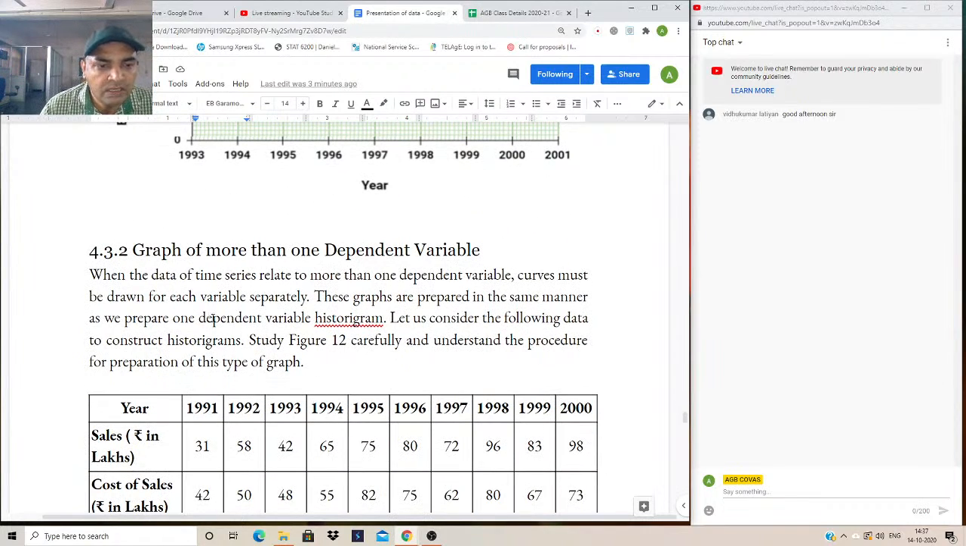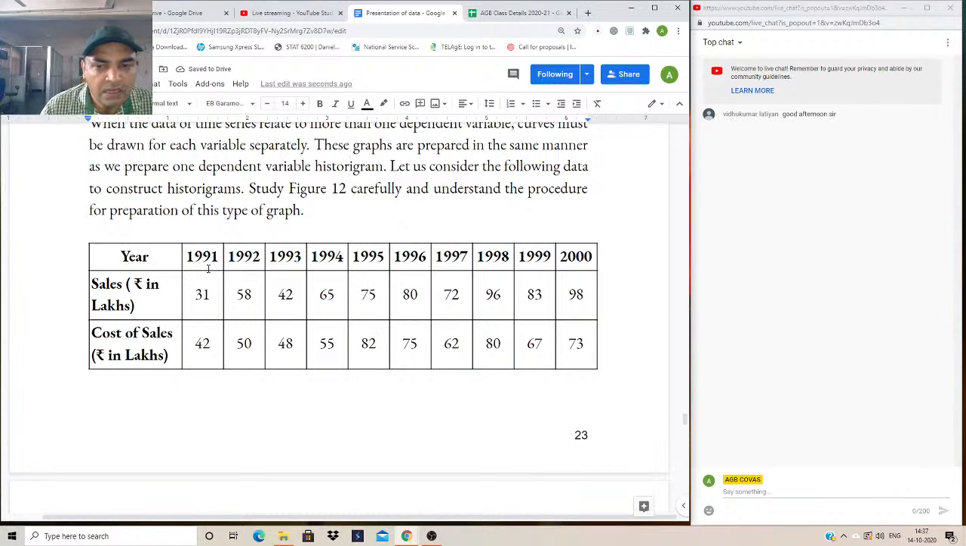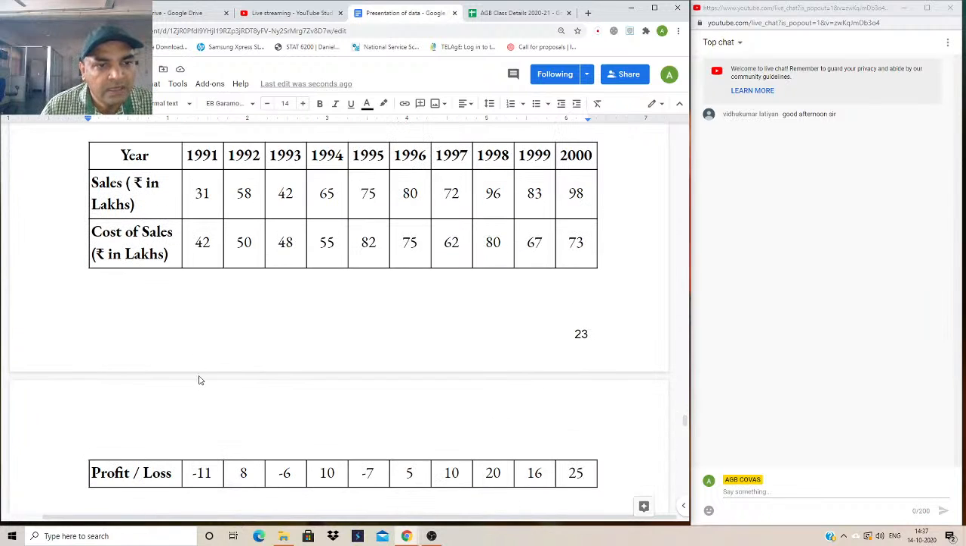Then comes the graph of more than one dependent variable. Here is an example: again, data of sales, cost of sales, and then profit or loss of a company from 1991 to 2000.